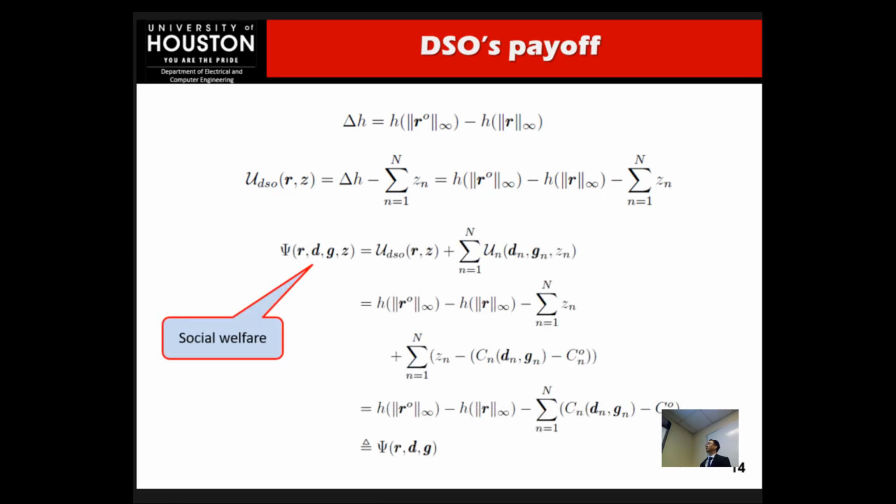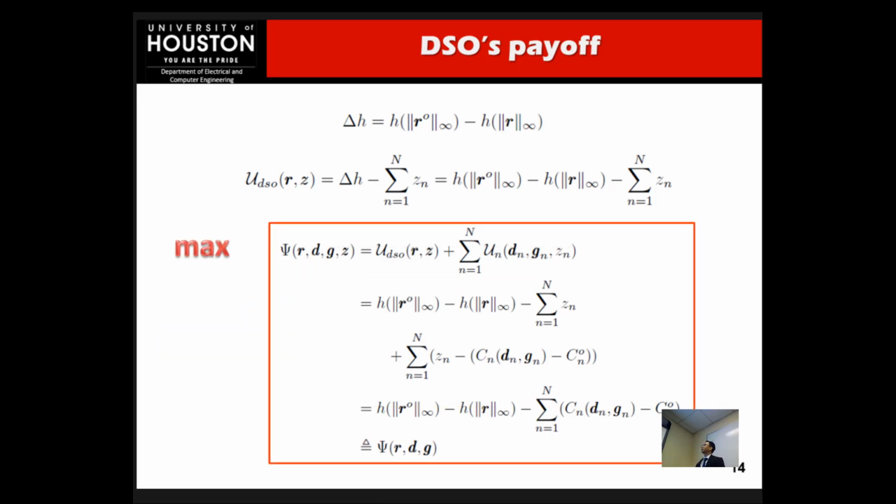Then we can calculate the social welfare of the system as the total payoff of the DSO and all microgrids in the system. And because the total reimbursement microgrids receive is equal to the total reimbursement the DSO offers, as you can see here, the variable reimbursement G_N has been removed from the equation. So we don't have variable G_N in the social welfare.